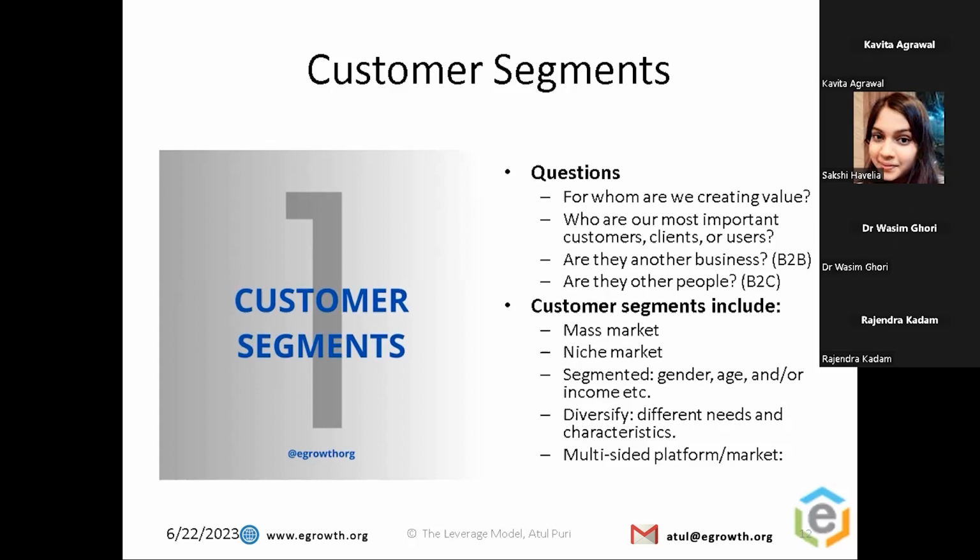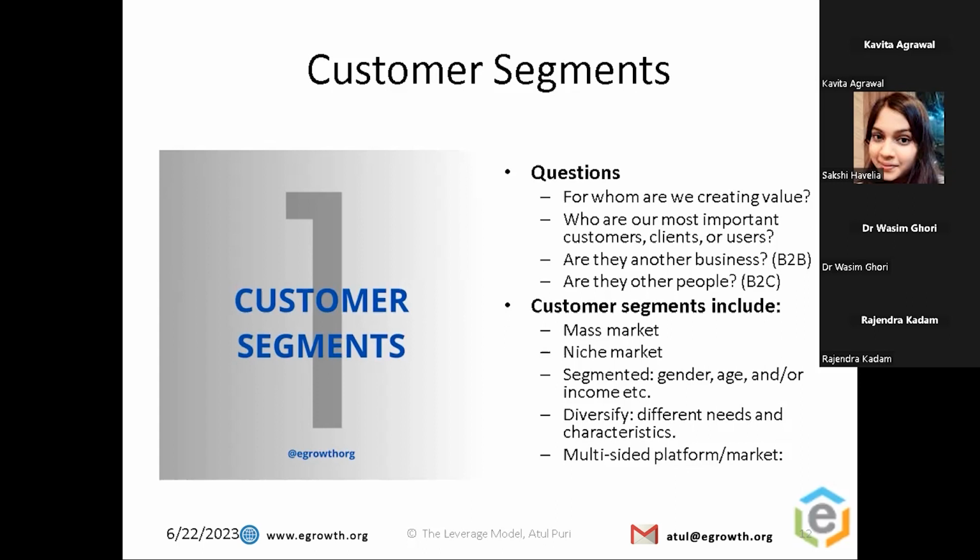The customer segments include mass market, and niche market, wherein we are doing something for, let us say, a dentist. A dentist is only dealing with dental problems, nothing else. Next, we may be in certain businesses which can be segmented based on gender, age, or income, etc. If we are into garments, garments are very gender specific. If we are into products for infants or toddlers, those are very age specific.